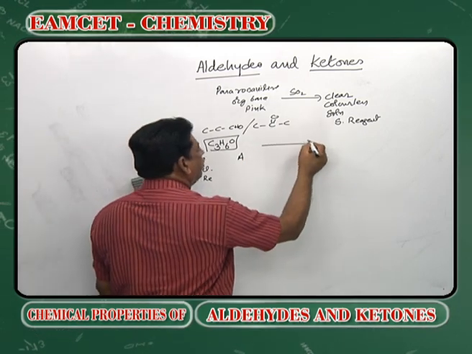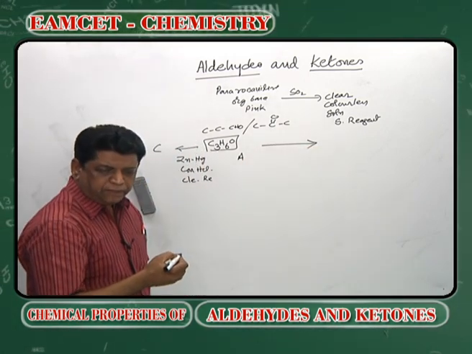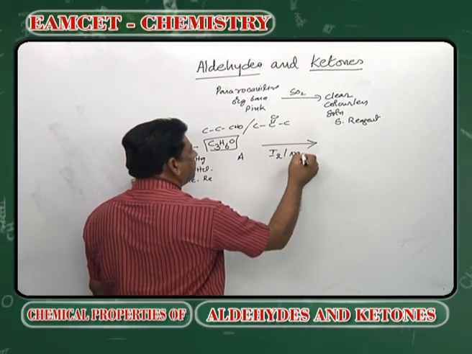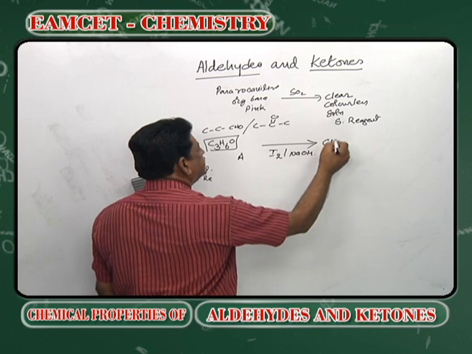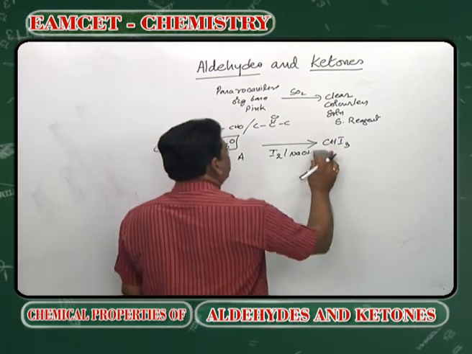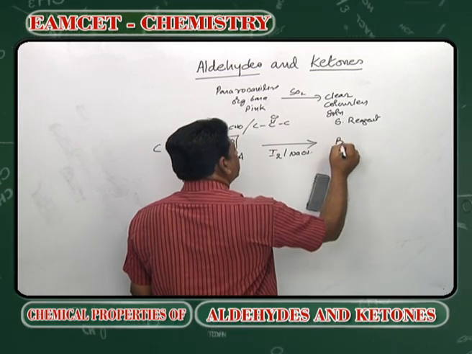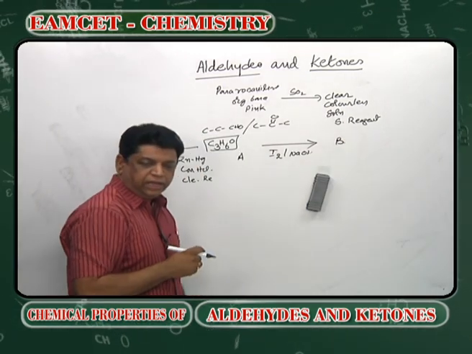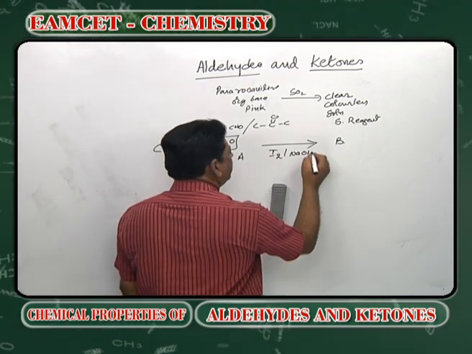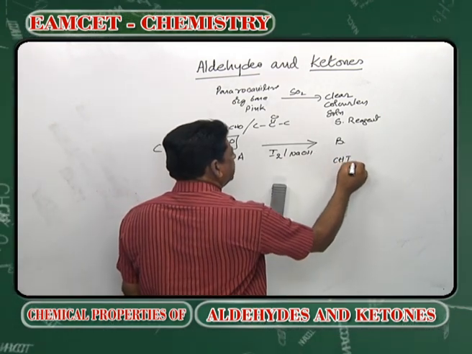The same compound, if it is treated with iodine and NaOH, gives CHI3, a yellow precipitate, he says, so compound B is formed. Iodoform means the compound B must be CHI3, from iodine and sodium hydroxide.